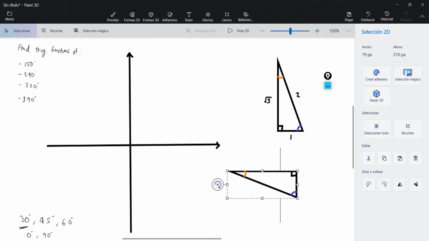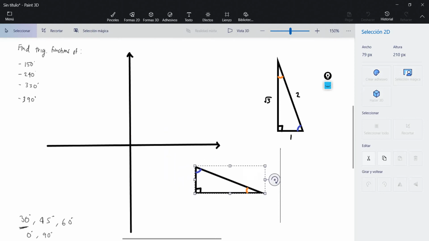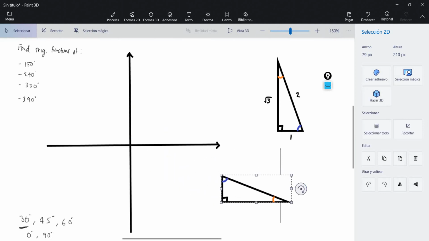Let me first do 150. For 150, this angle is in this quadrant, right? So I'm gonna be needing to do something like this. Look, I'm gonna bring it. I manipulated it in here, as you could see. I'm rotating it and doing some sort of reflections.